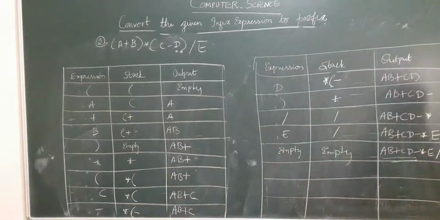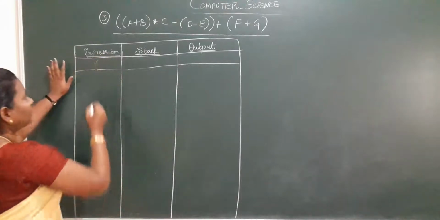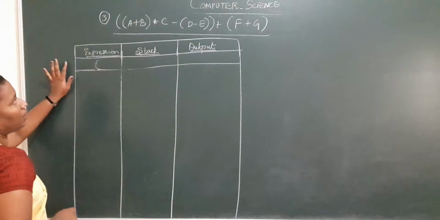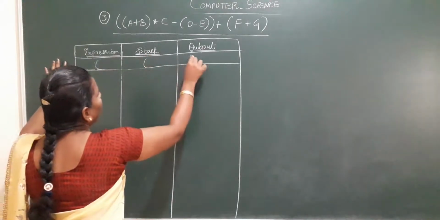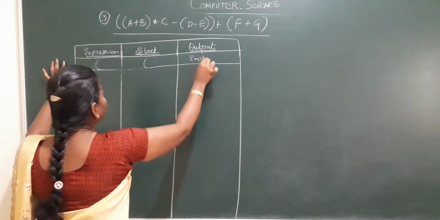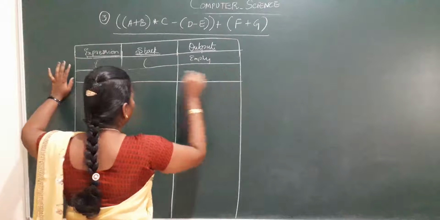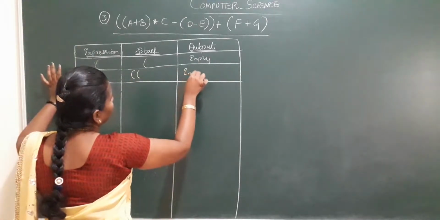Okay. Next we'll see the next example. Okay, next we'll see the third example. It's a quite lengthy example. So now first we have a bracket. So this bracket will go to the stack. So your output initially will be empty. Next we have one more brace. So again it will go to your stack. So this will be empty itself again.